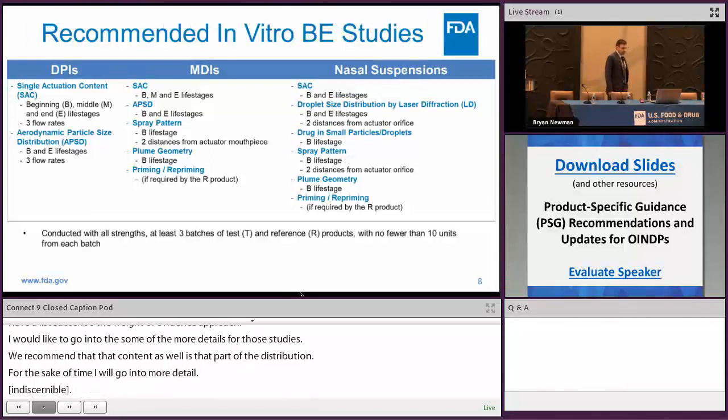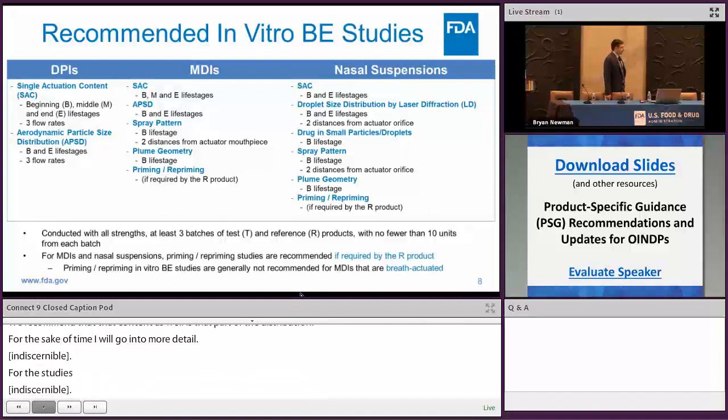Now, for these in vitro studies, again, they need to be conducted on all strengths of the product with at least 3 batches of test and reference with no fewer than 10 units from each batch. And for metered-dose inhalers and nasal suspensions, the priming and repriming studies are recommended, again, if this is required by the reference product. So for instance, for breath-actuated metered-dose inhalers that don't require priming and repriming for function, we wouldn't recommend the in vitro bioequivalence study for priming or repriming.